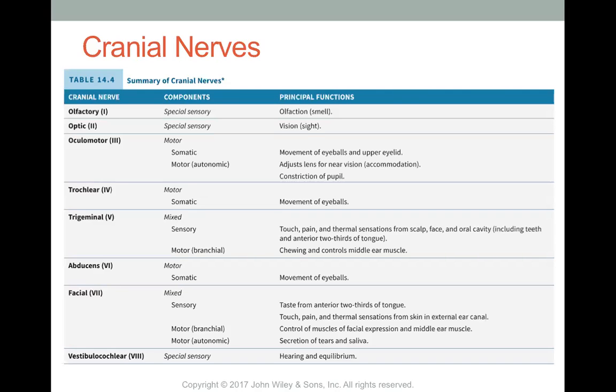So for each nerve, we said that you will want to make sure this is need to know info. Name and number, sensory and or motor, and then if motor, is it autonomic?